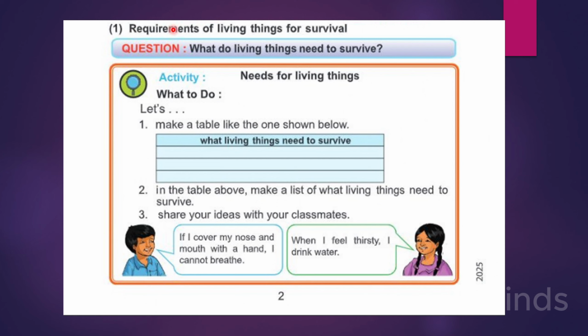Task 1. Requirements of living things for survival. Question: What do living things need to survive? Here is the activity: needs for living things. What to do? 1. Let's make a table like the one shown below. 2. In the table above, make a list of what living things need to survive. 3. Share your ideas with your classmates. So let's answer this activity.